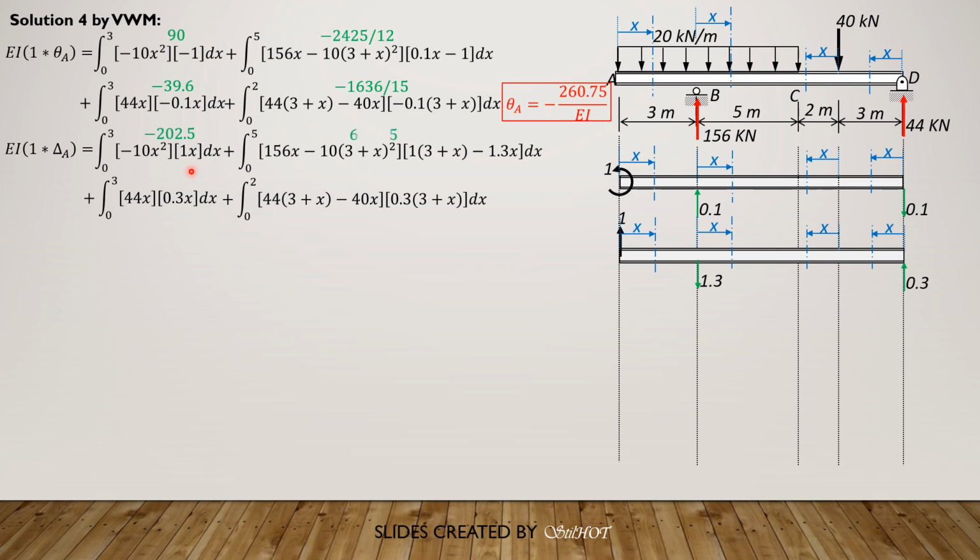So evaluating the first integral, negative 202.5. The second integral, 606.25. The third integral is positive 118.8. The fourth integral is positive 327.2. Then combining, delta A is equal to 849.75 over EI, just like before.